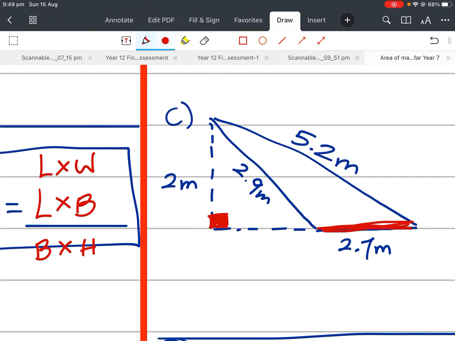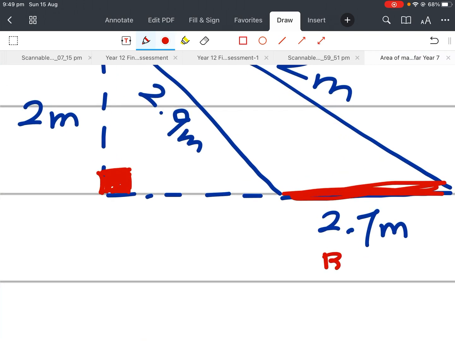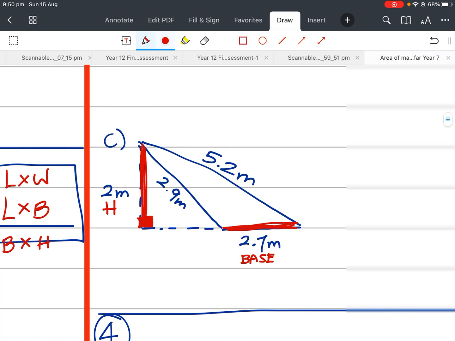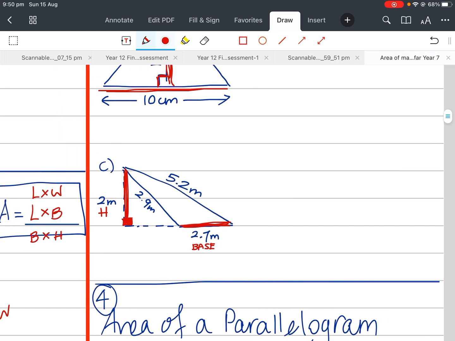This one here is horizontal, so it's the base. Okay, but the height on this particular triangle is actually on the outside of the triangle, and that is allowed. Okay, doesn't have to be a side of the triangle. So our height is actually the 2. This one's a bit trickier, I know. Okay, so here we go.